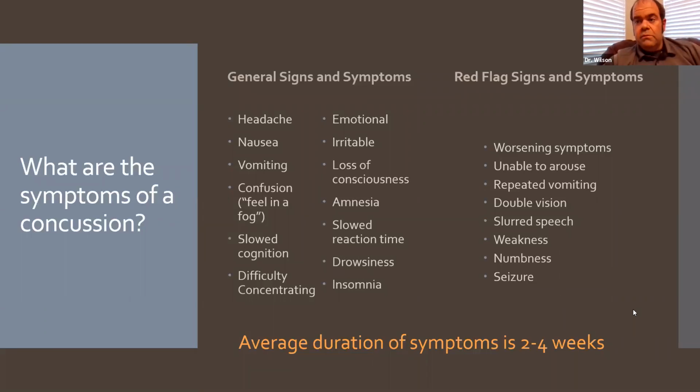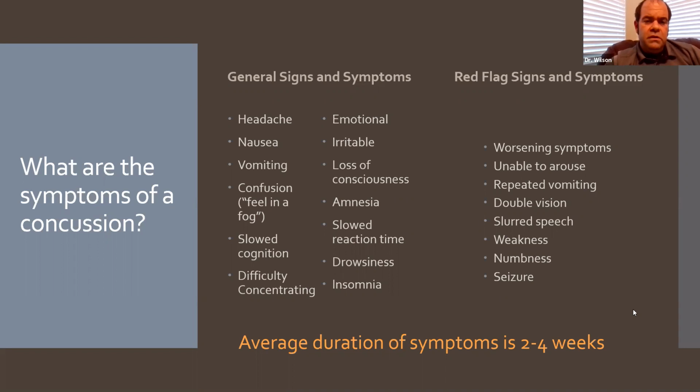Some red flag signs and symptoms to monitor for with concussion. Any worsening symptoms are concerning. Typically, an athlete will have symptoms at the time of injury. They may get a little bit worse over the first hour or two, but then they should plateau and should gradually improve over the course of 2 to 4 weeks. So worsening symptoms are a concerning finding and would warrant further investigation to look for other injury. If the patient becomes unable to be aroused, somnolent would be a word to describe that, or significantly lethargic, that's concerning.